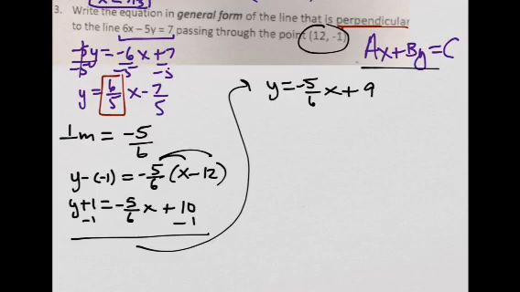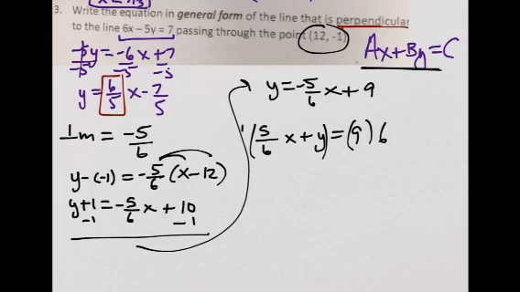So I need to get it in general form, right? So I'm going to move the x over to the left, so I get 5/6 x plus y equals 9. And we want to get rid of the fraction, so we're going to multiply everything by 6. So distribute here, so 5x plus 6y equals 54.